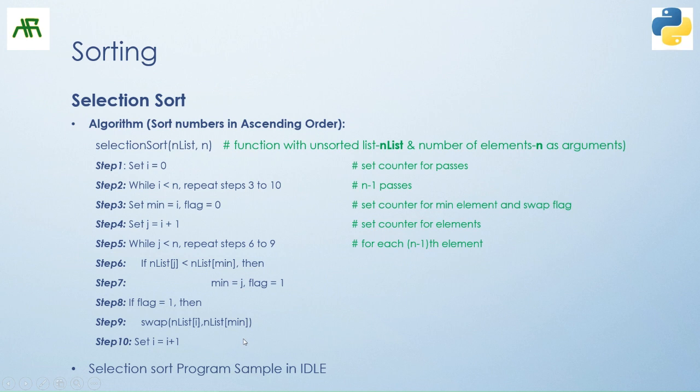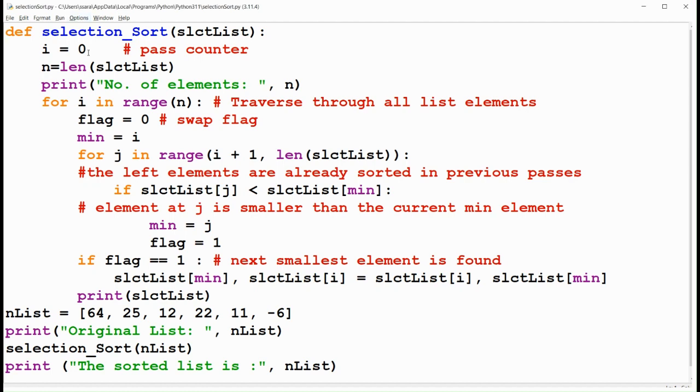Let's look at a program that has the implementation of selection sort. Here's the program. As per the algorithm, define a function for selection sort. Initialize i to be 0. Find the length of the list that we are passing to this function. Just have a print for reference. For i in range, number of elements. Set the flag to be 0 to start off. Then the minimum value to be i. And for j in range, i plus 1 till the length of the list.